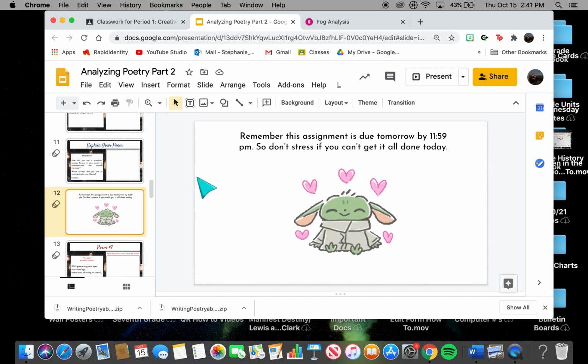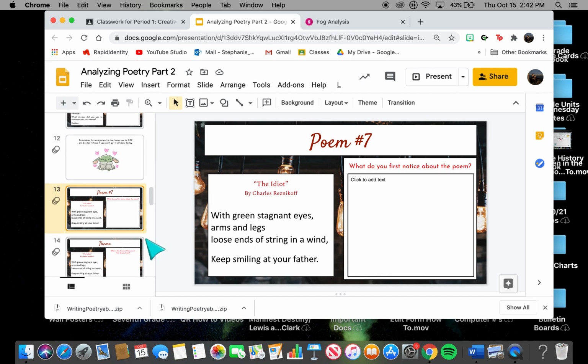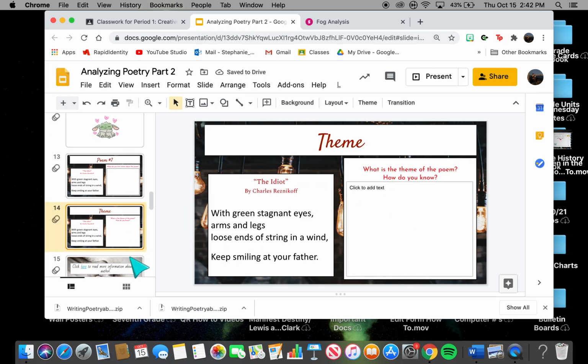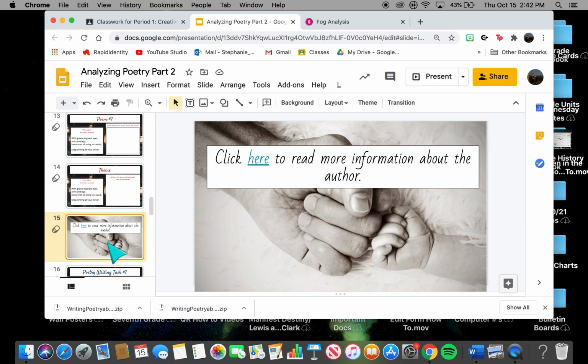This is a longer assignment, so just remember that you have 2 days to complete this. You do not have to rush through it. That's why this slide is there. So just a reminder. For poem 7, you have The Idiot, and this is a poem right here. You're going to do the same thing, 3 notes. Then on slide 14, you're going to tell me what you think they're trying to say. Then you go to the next slide and read about what they're trying to say.